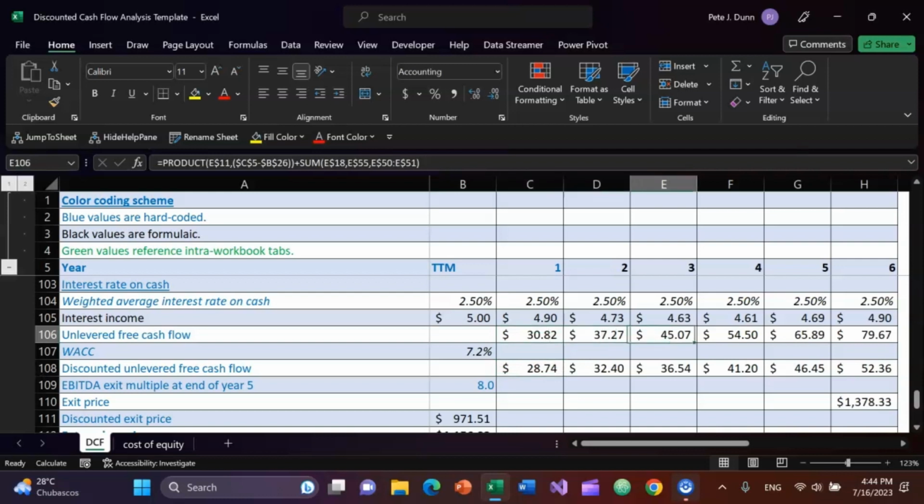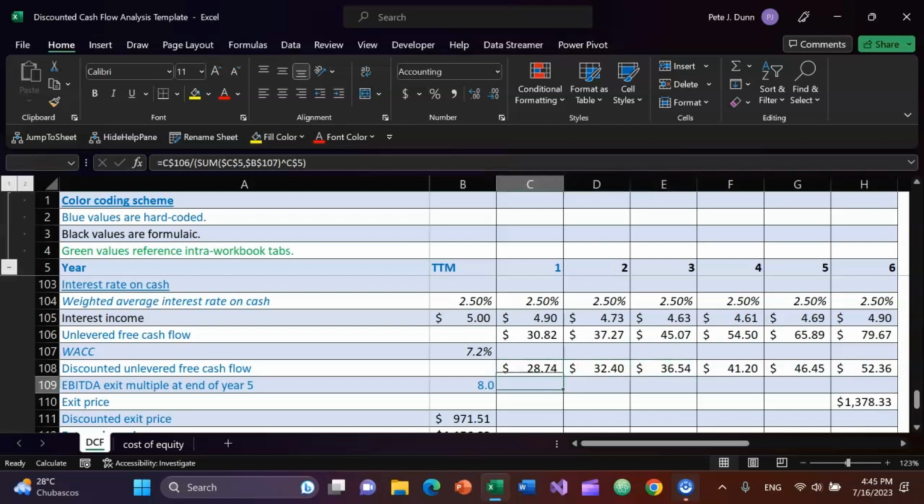Then finally, your unlevered free cash flow. EBIT times 1 minus tax rate plus depreciation and amortization minus capex minus change in working capital. Weighted average cost of capital is the weight of debt times the cost of debt times 1 minus tax rate plus the weight of equity times cost of equity. And so I calculate the cost of equity on the cost of equity tab. I assume the bonds or the loans trade at par. So that's how I get to that.